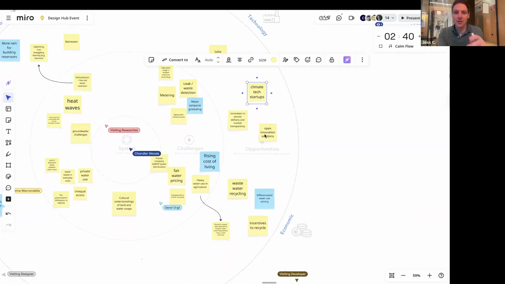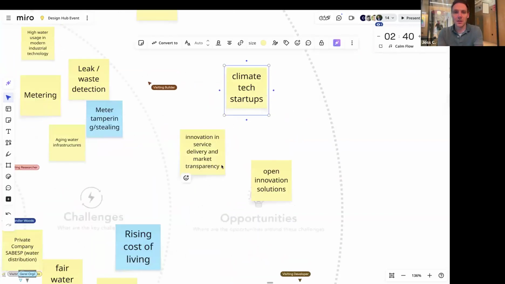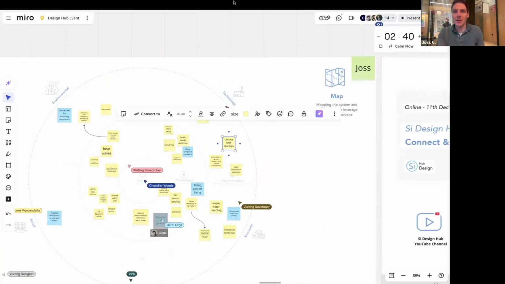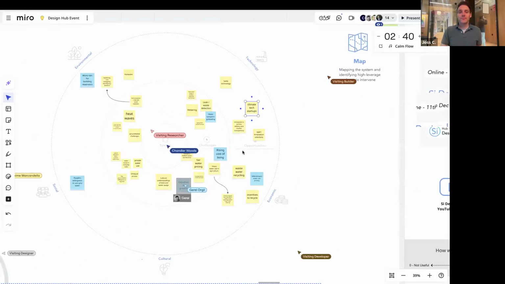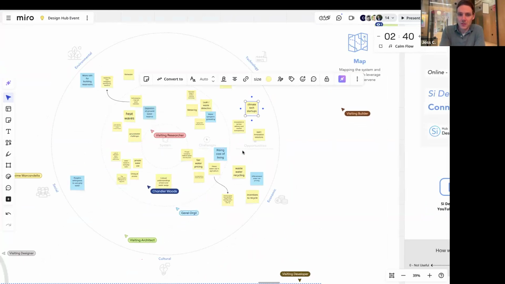Climate tech startup, open innovation solutions, innovation in service delivery and market transparency. Excellent. Well done. It's a great ideation exercise. That was 3 minutes. Imagine if we took a couple of weeks with a team researching, discussing, ideating, posting, synthesizing. I think we could come up with some really great ideas.